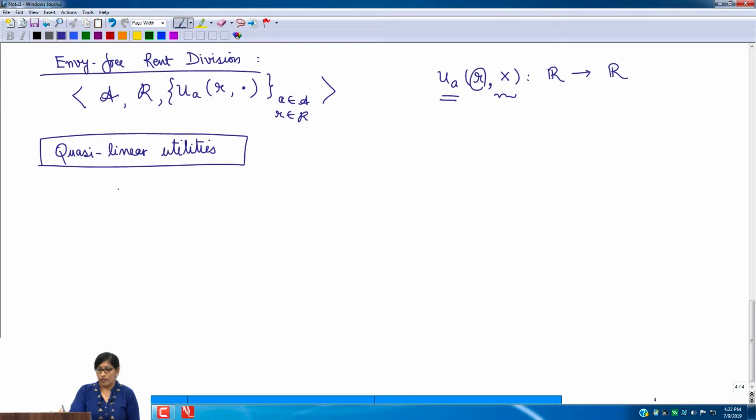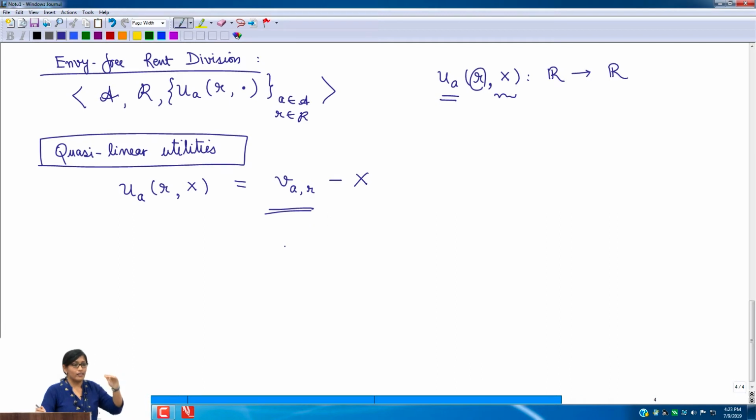So how do I define a quasi-linear utility? It just means that the utility at a price x is defined as follows: this particular agent has some base value for this particular room, which I'm denoting as V_AR, and the utility is V_AR minus x. So he has a threshold value, he is willing to pay this much money for this room R, and his utility is just the base value minus the price of the room. That's what we call a quasi-linear model.